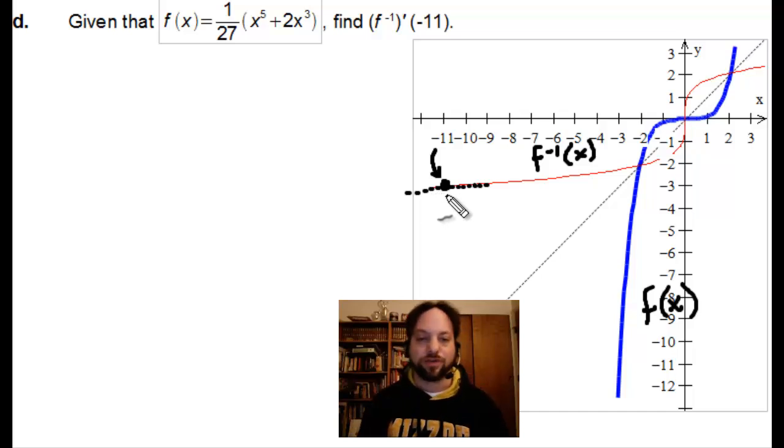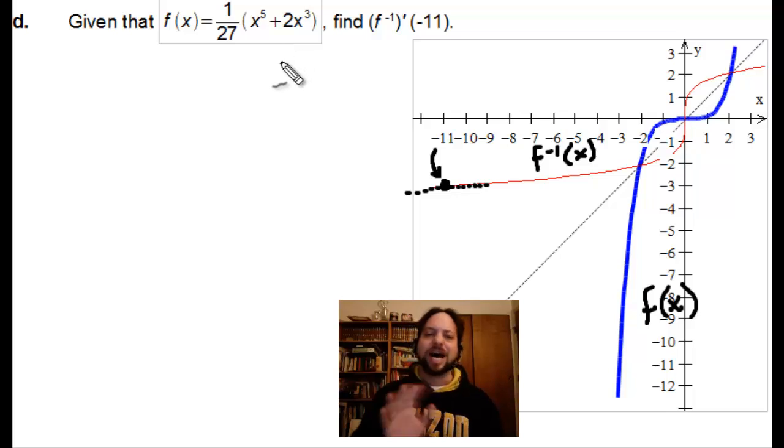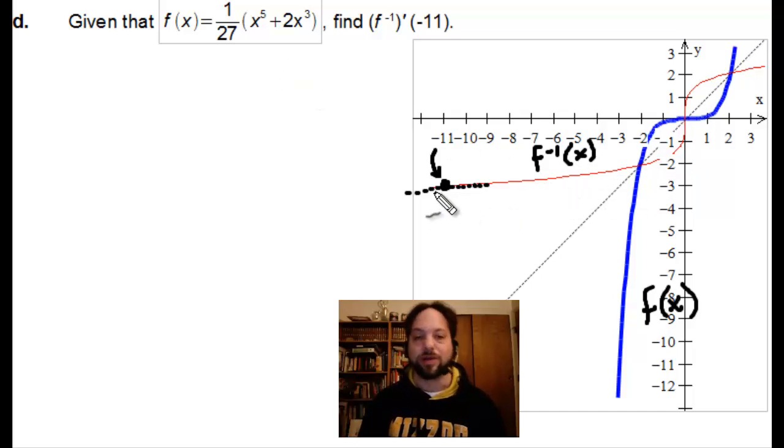Now, given the original function, and seeing as how it involves x to the fifth and x cubed and all this, I don't really want to find the inverse function, although it does exist, certainly. It's graphed right here. If I could find the inverse function, I could differentiate it, plug in negative 11, and be done with this question. But that would be entirely too difficult for the scope of this class.